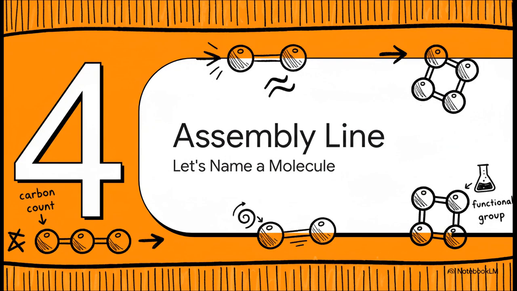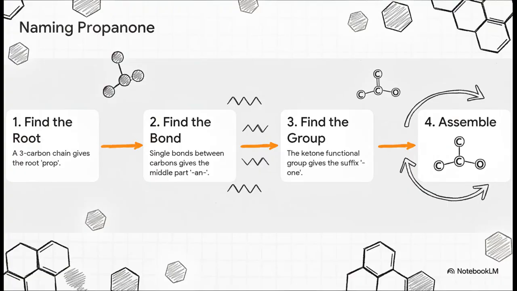So we have all our pieces now, right? We have the root name from the carbon count, the middle part for the bond type, and the ending for the functional group. Let's run a molecule through our little assembly line and see how this all comes together. Let's name this molecule together. First, we count the carbons in the longest chain. We've got 1, 2, 3. That gives us the root prop.